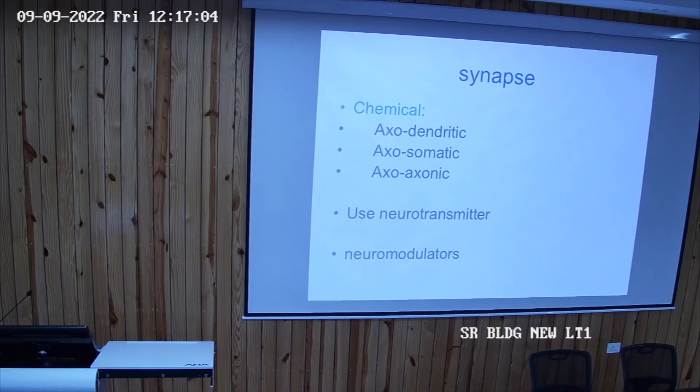And these chemical synapses for transfer of information use the chemical substance which is known as a neurotransmitter. So neurotransmitters are carriers of information from one neuron to another neuron. While some neurons, along with the neurotransmitter, also release another chemical substance which is not a typical neurotransmitter but is capable of changing the effect of the main neurotransmitter on the postsynaptic cell. Such chemicals are known as neuromodulators.